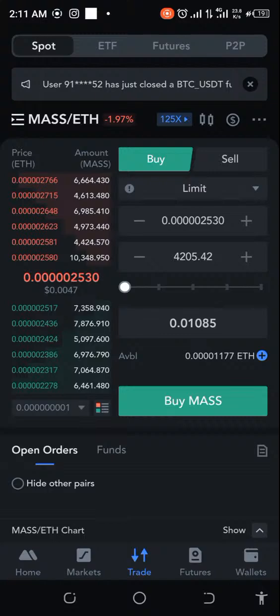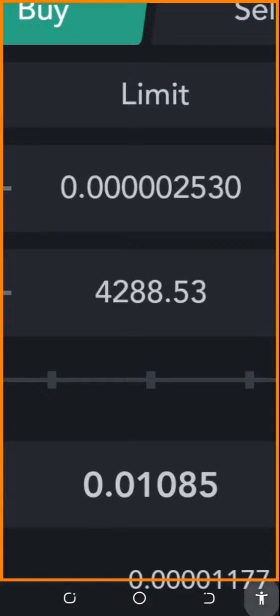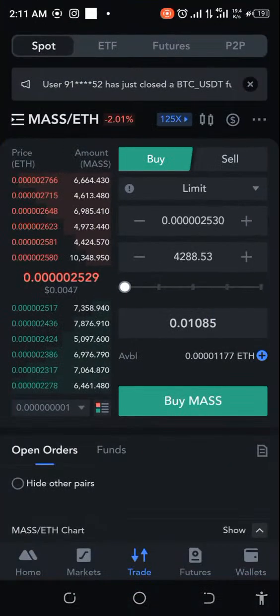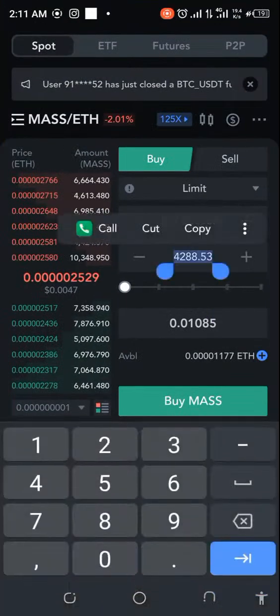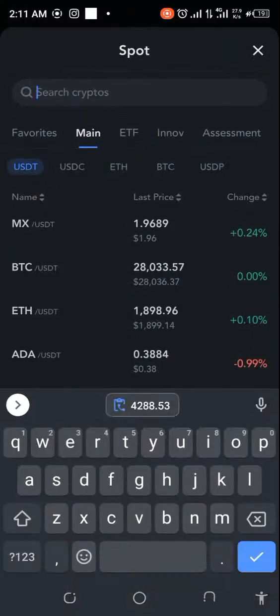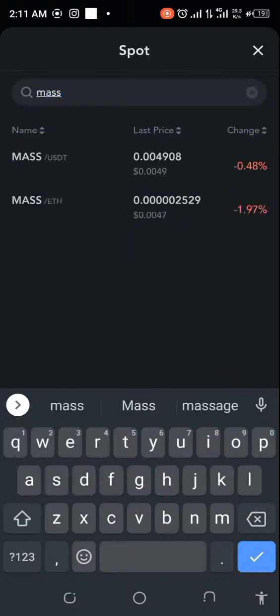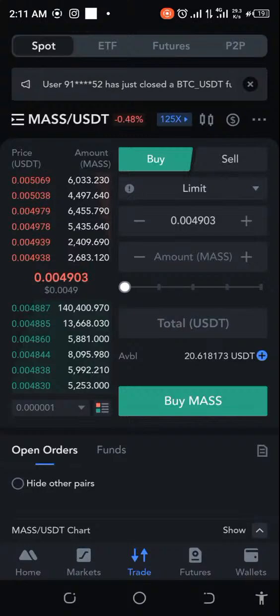That's not what we need to do. Okay, let me go back. Let's do sell and buy again and put our ETH here. Okay, so we're back to 4288. We're going to copy that, and then go over and try to sell this at MASS/USDT. Let's see how this will go.